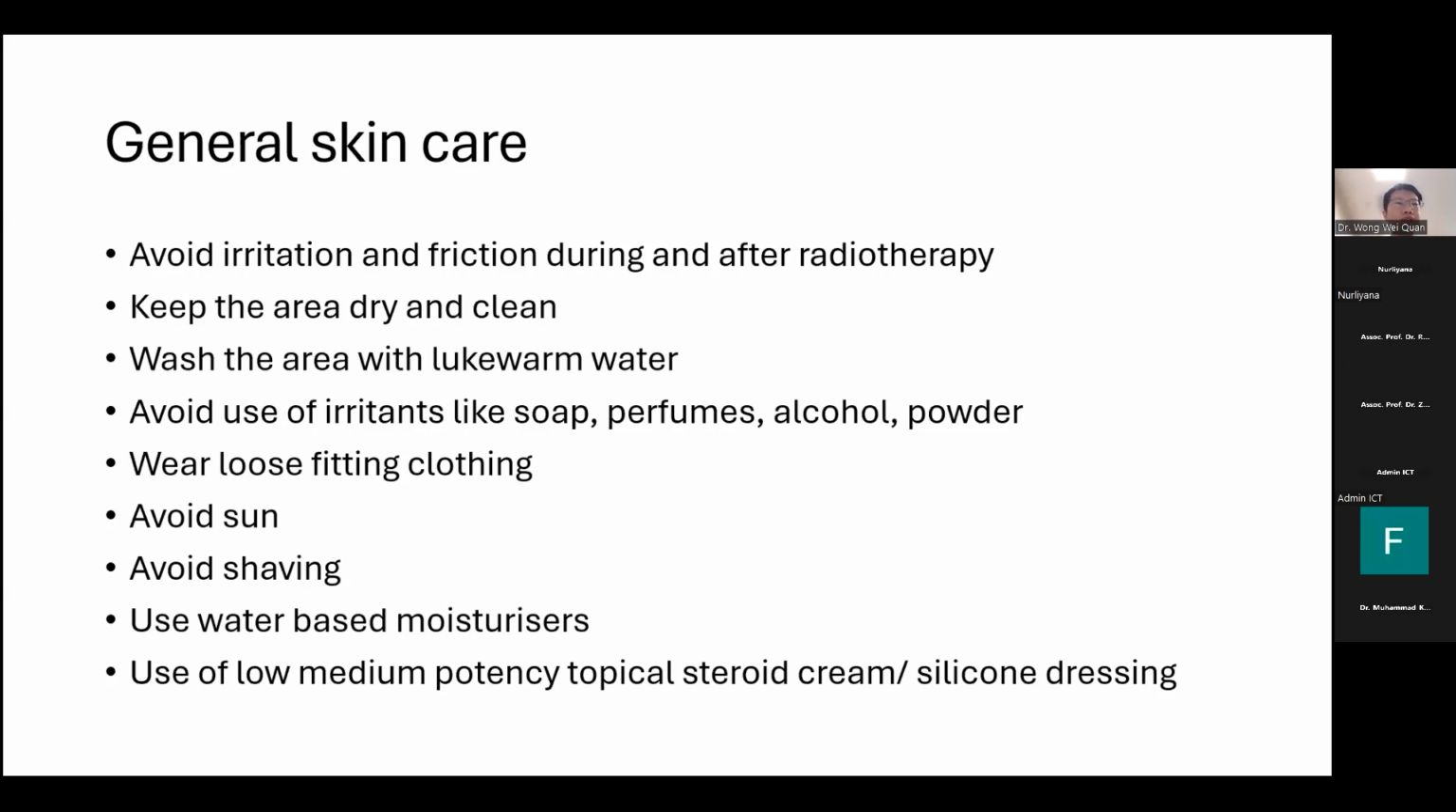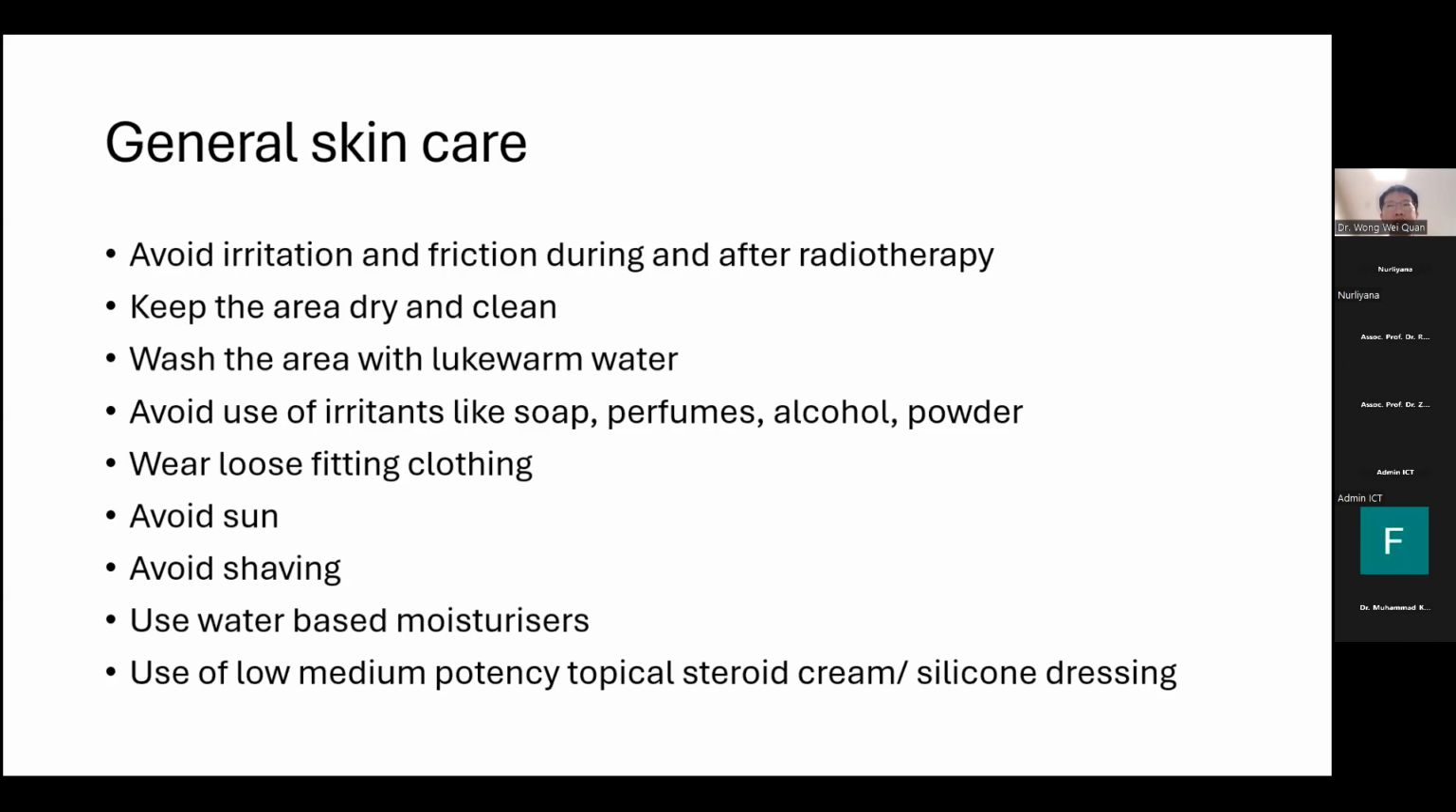They should wear loose-fitting clothing. This is to prevent friction as well as to reduce sweating and make the airflow and circulation better. They should also avoid excessive sun exposure. And if they have to go out into the sun, they should use sunblock.